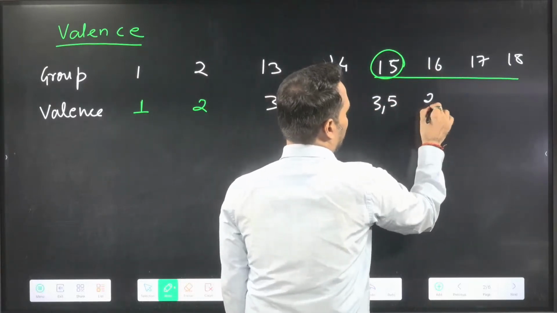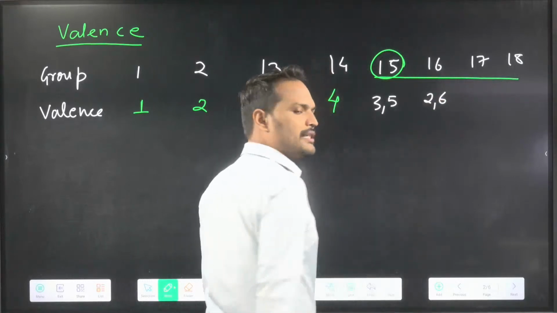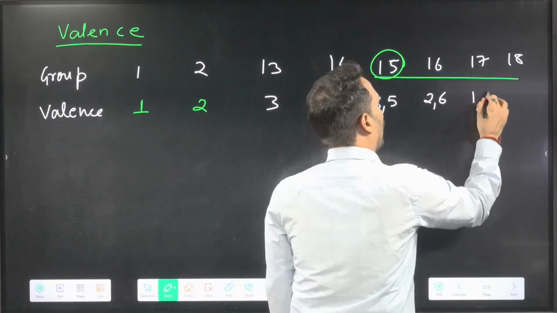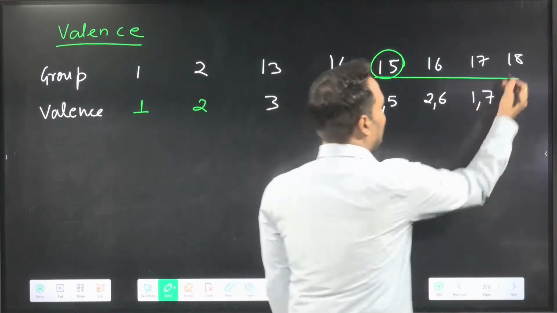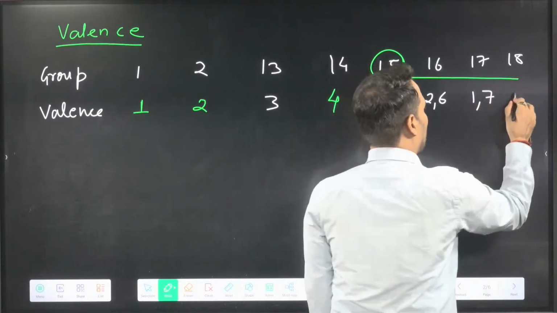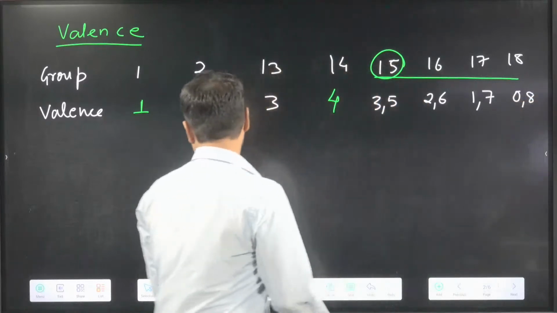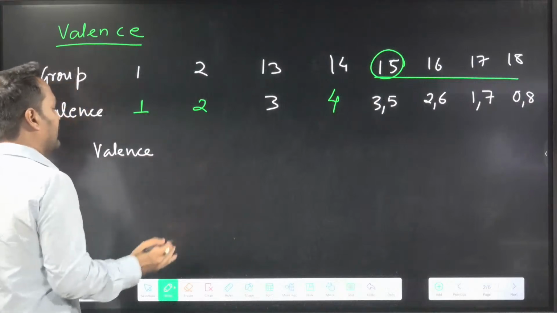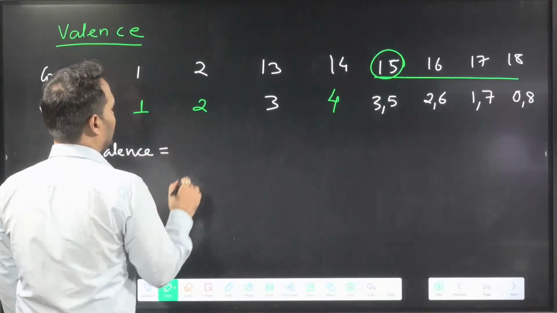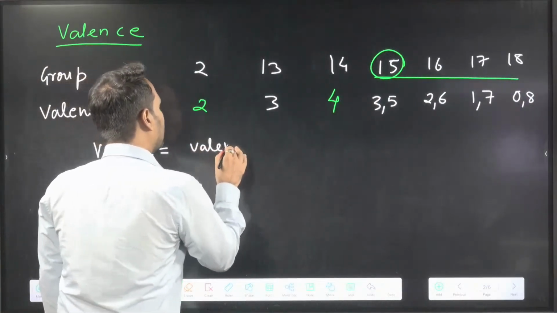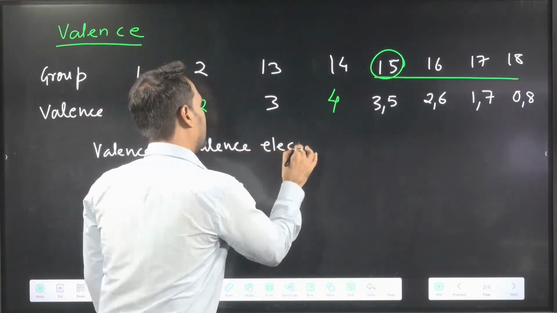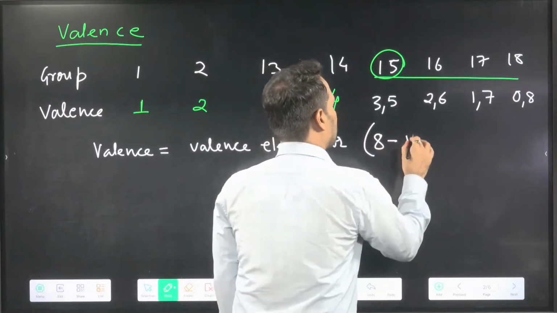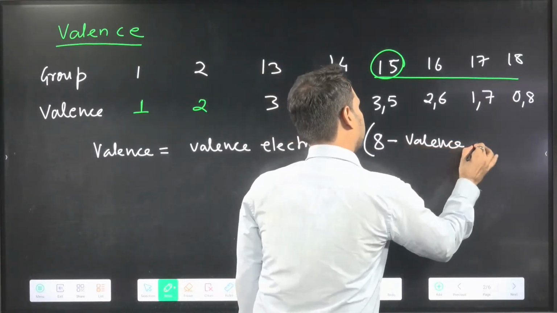Similarly in this, either you gain 2 electrons or you lose 6 electrons. In 17, they are saying either you gain 1 or lose 7 electrons. In 18, the octet is complete only, so they have written 0 or 8. So we can simply say, as they have written in NCERT, that for a representative element, valency is either the valence electrons or 8 minus the valence electrons.